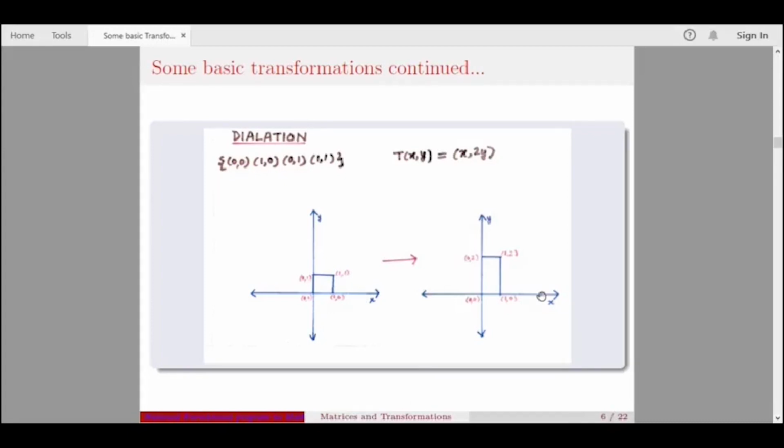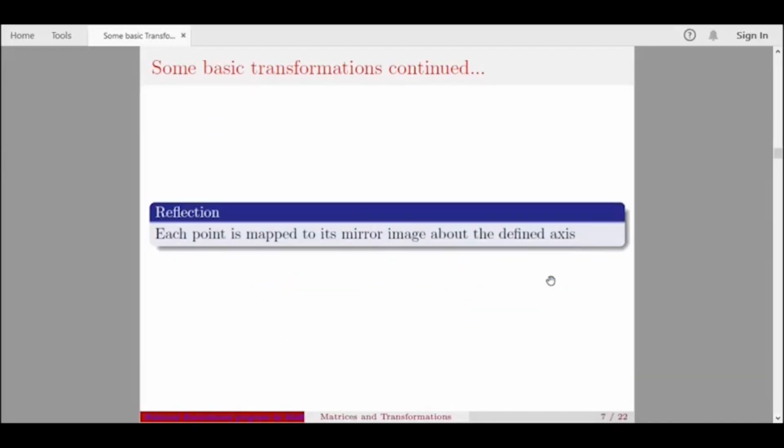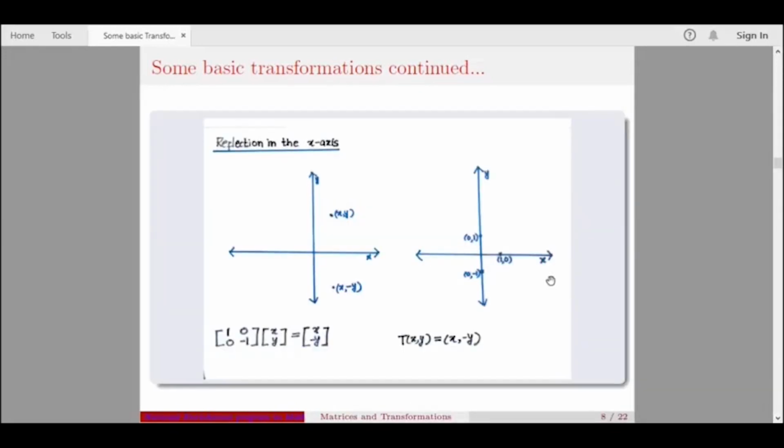Now next we will see the transformation, that is reflection. Under reflection, each point is mapped to its mirror image about a defined axis. The axis may be anything. We will list out some of the important reflections. The first one is reflection in the x-axis.